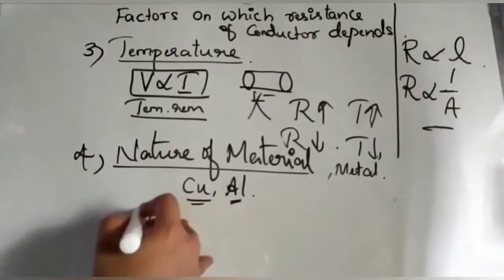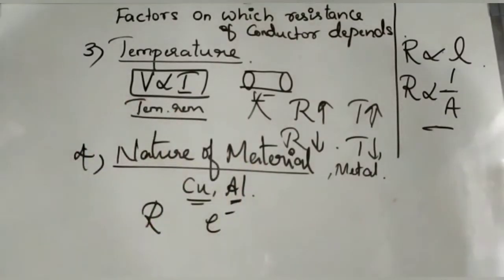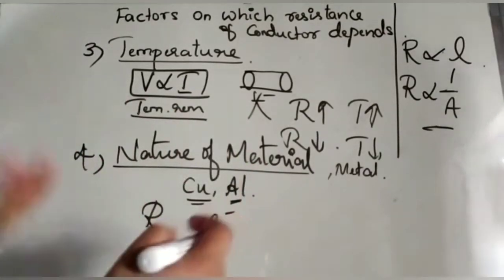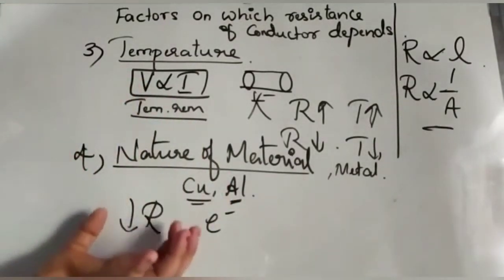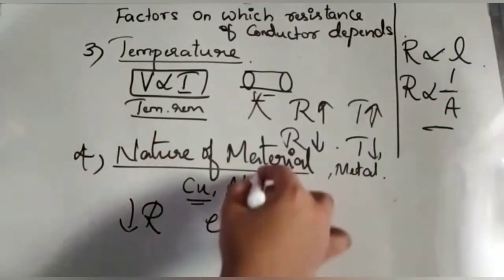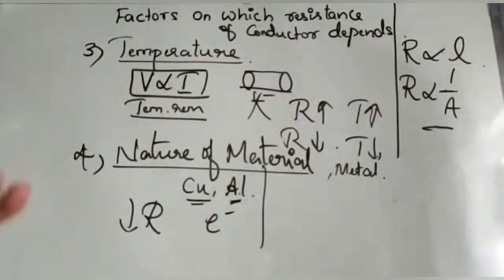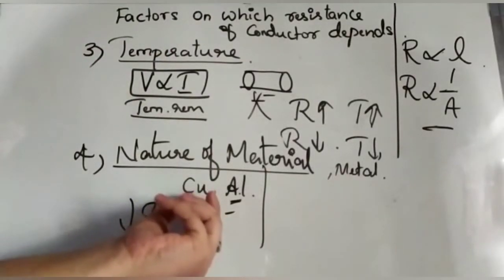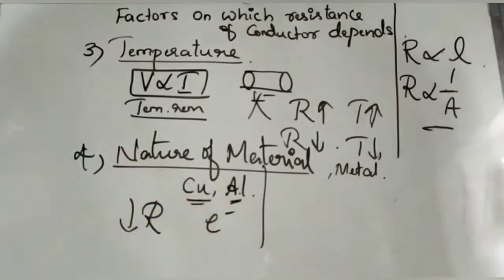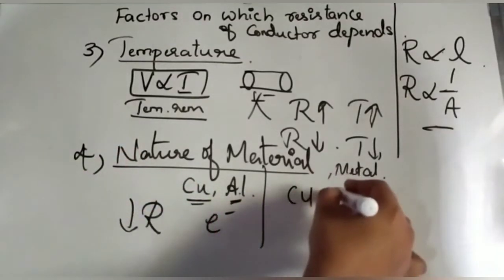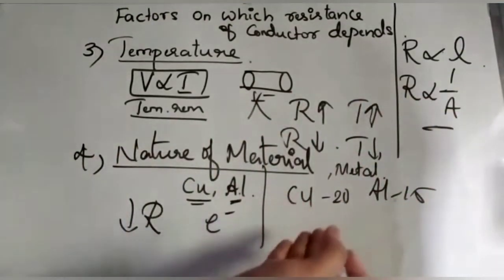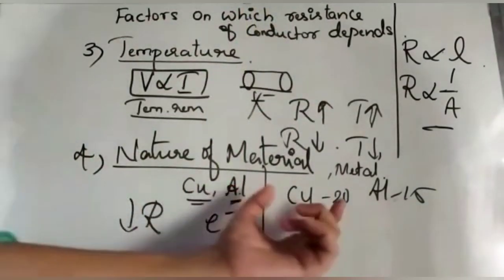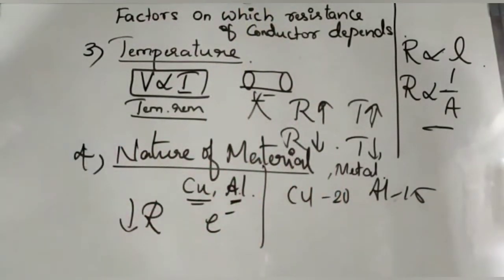For resistance, what is very important is free electrons. How many electrons are present? If there are more free electrons, resistance will be less. If there are fewer free electrons, resistance will be more. In the case of copper and aluminium, even though they are metals, we don't know exactly how many free electrons each has. Maybe copper may have 20 free electrons and aluminium may have 15. So it depends on the nature of the material, whether it is made of copper or aluminium.